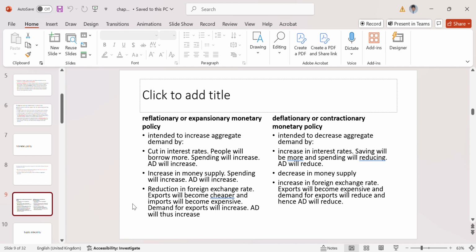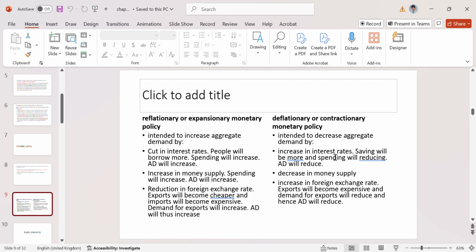The third is reduction in the foreign exchange rate. If the exchange rate of the country goes down, the currency will become cheaper and hence the domestic goods will become cheaper. So exports will become cheaper and imports will become expensive. If exports become cheaper, demand for those goods will increase, and if demand for our goods increases, the AD will increase. On the other hand, contractionary monetary policy aims to decrease the aggregate demand. It does so by increasing the interest rate.